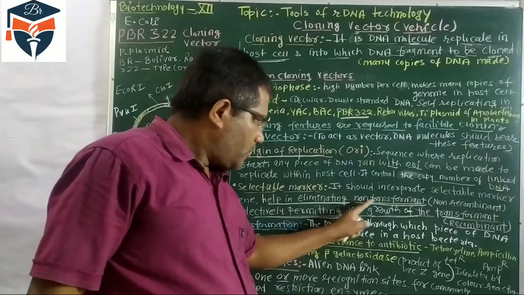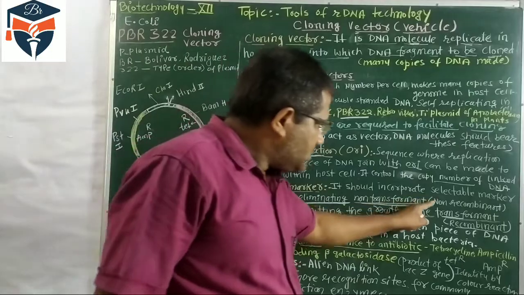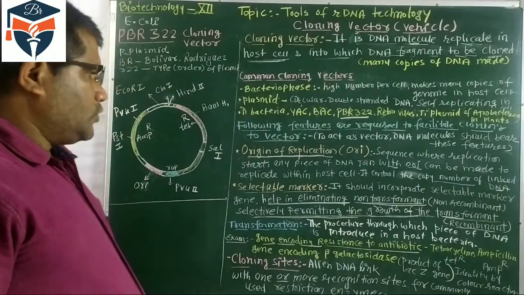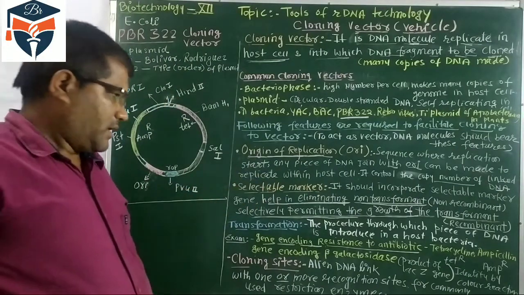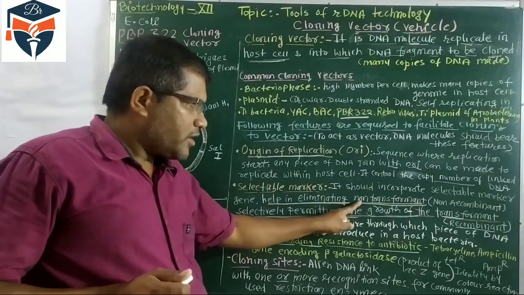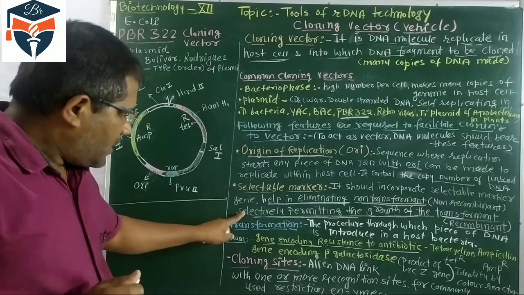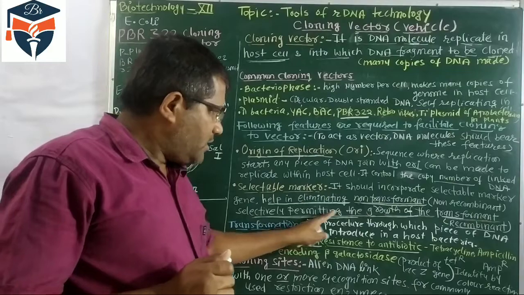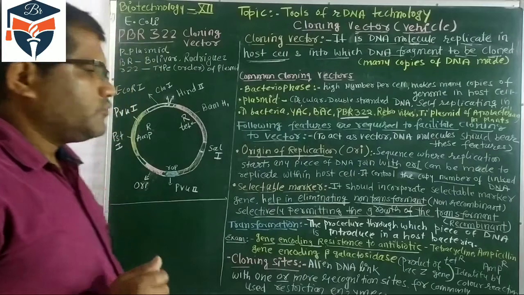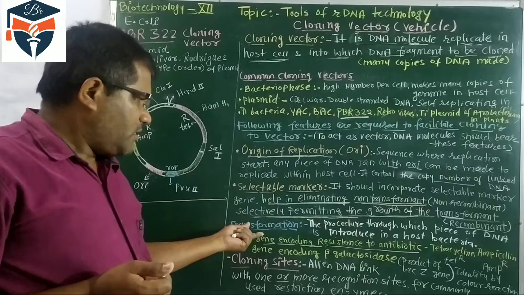First we should understand what a non-transformant is, what a transformant is, what a non-recombinant is, and what a recombinant is. We should understand this before the selectable marker, because the function of the selectable marker is to help in eliminating the non-transformants or non-recombinants and selectively permitting the growth of the transformants or recombinants. So first we should understand transformation.